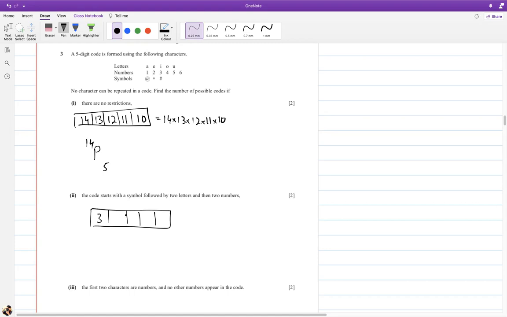The order does matter because it says followed by 2 letters and then 2 numbers. So the next 2 slots are for the letters, and the last 2 are for the numbers. For the next 2, I have 5 options here and 4 options here, and that's it. I have chosen 2 letters out of 5. Then for the last 2, I have to choose 2 numbers out of 6. So 6 options here, 5 options here. So this becomes 3 times 5 times 4, because that's how I choose the letters, times 6 times 5, because that's how I choose the numbers.